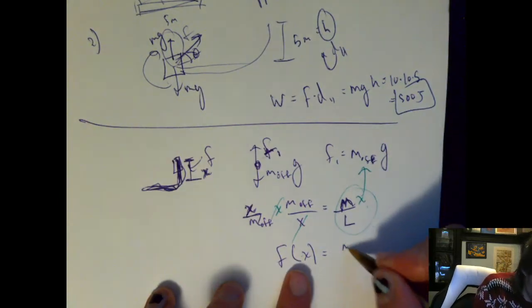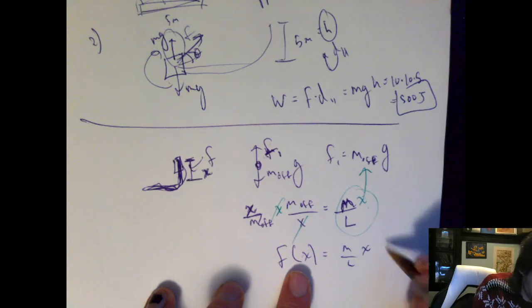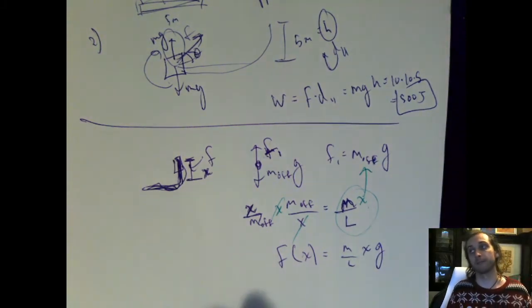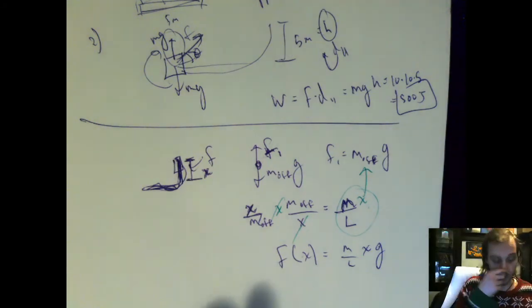which is that if I take the total mass and I divide it by the length, and I multiply it by the distance it's traveled off the table, and multiply that by g, that's how hard I need to be pulling it. The more of it's off the table, the harder I have to pull.